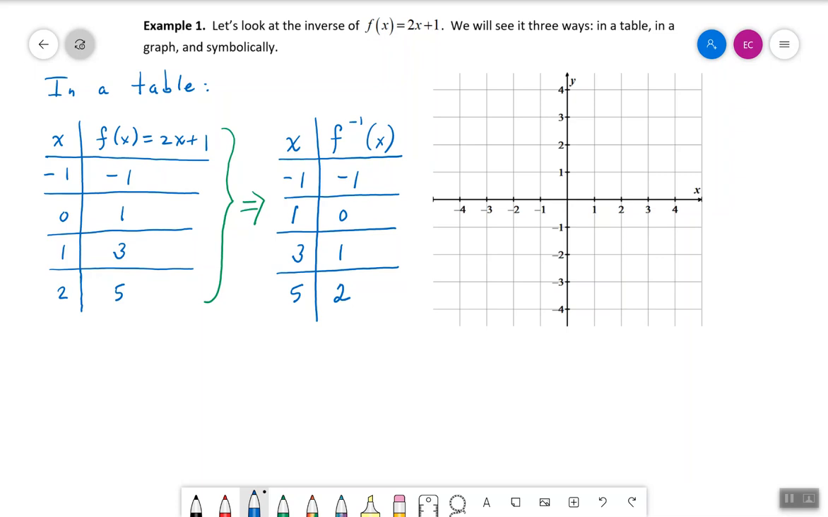Okay, so the big observation there is that in order to get f inverse, all we do is just switch x and y. To get f inverse, just switch x and y. Okay, so let's keep that in mind, and let's go on and look at the same idea in a graph.